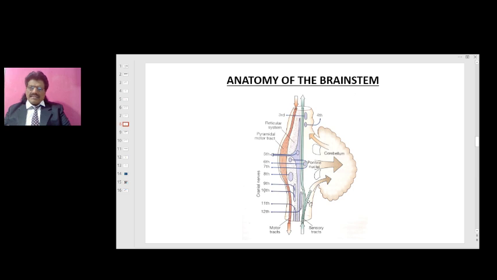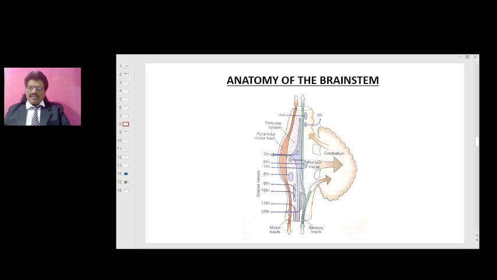So the sympathetic tract starts with the letter S. The sensory part of the cranial nerves, the 5th nerve, starts with the letter S. The spinocerebellar tract starts with the letter S. The spinothalamic tract starts with the letter S. The tracts which start with the letter S are placed laterally. The tracts which start with the letter M are placed medially.